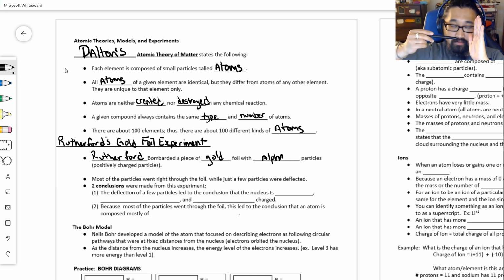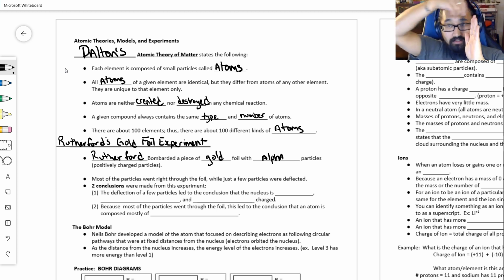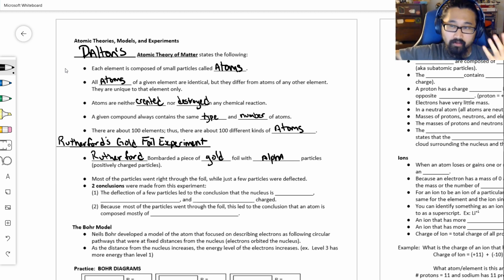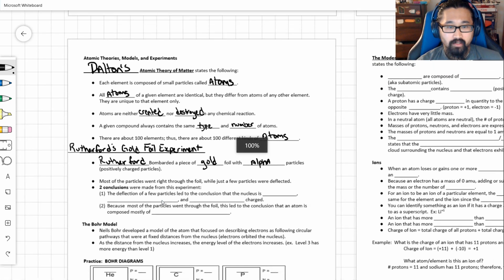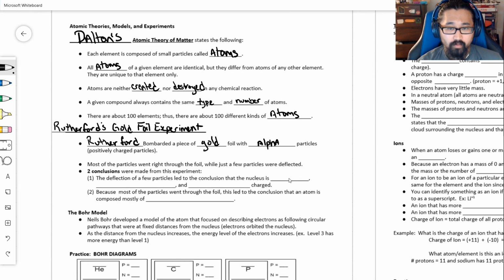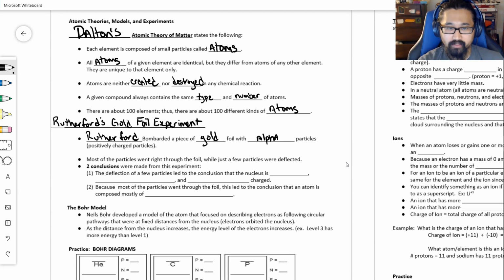He fires the particles at the gold foil. He's got sensors all around this chamber. And he just wants to know where they go. Do they hit it and bounce off? Do they kind of pass straight through? What happens to these alpha particles? What he found was that a lot of them do go straight through the foil, which is important for the next bit. The other thing he found was that a few of them actually got deflected. A few of them did not stay in that same straight line path.